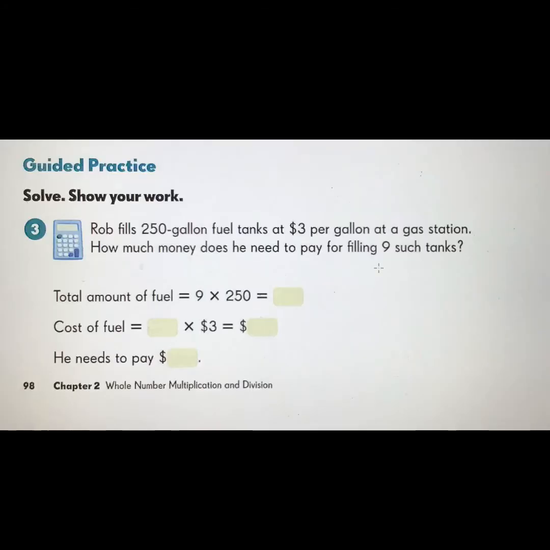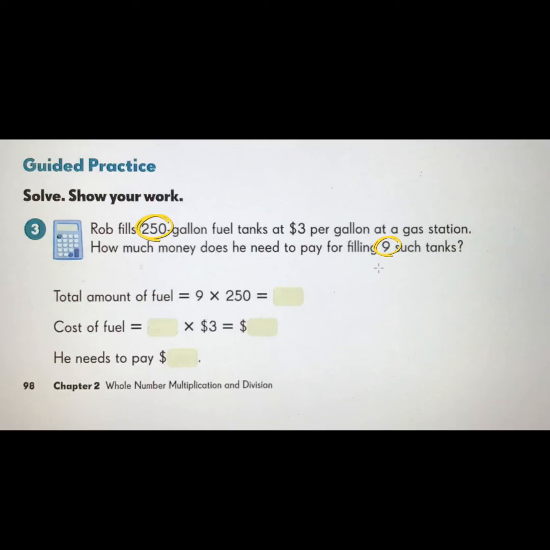Let's try another example. Here we have Rob. He fills 250-gallon fuel tanks at $3 per gallon at a gas station. How much money does he need to pay for filling 9 such tanks? We want to identify the first important detail in this word problem. This one's working a little differently than usual. So this is one that we have to really analyze. And if we look at the first line, it does say that Rob fills a 250-gallon fuel tank.